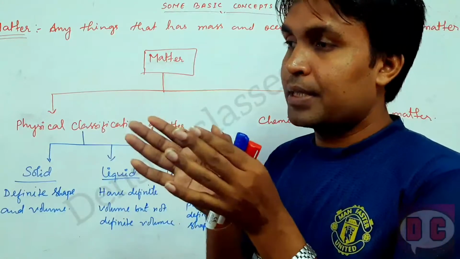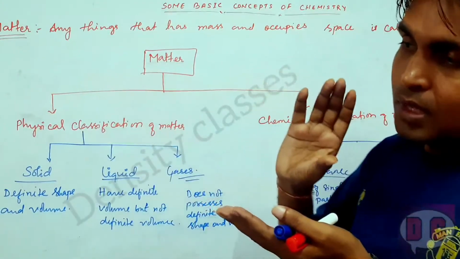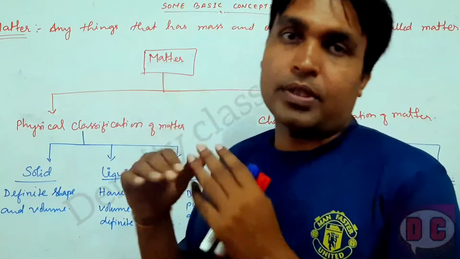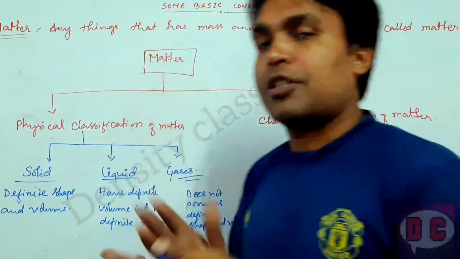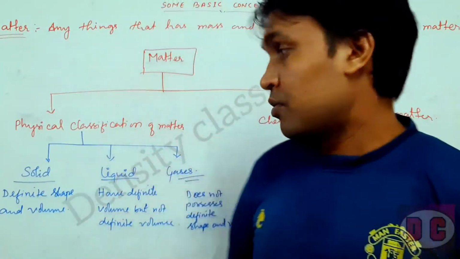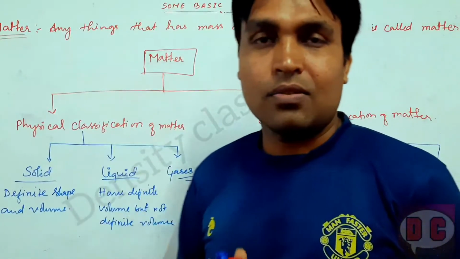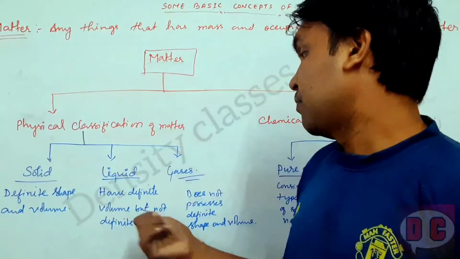Suppose if I have placed it in a cylindrical glass, it will take the shape of a cylinder. If I place it in a conical container, it will take the shape of a conical container. So for liquids, we can say that they do not have definite shape.